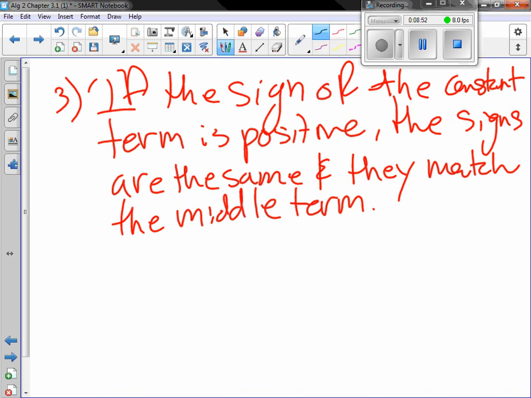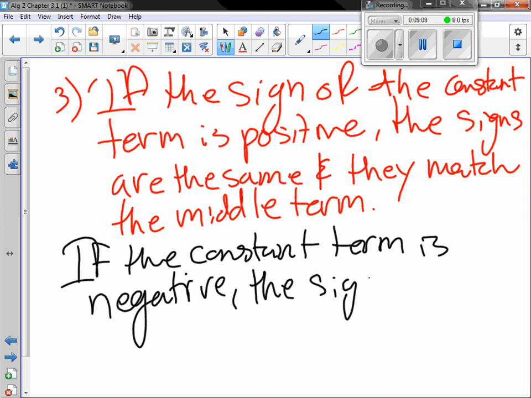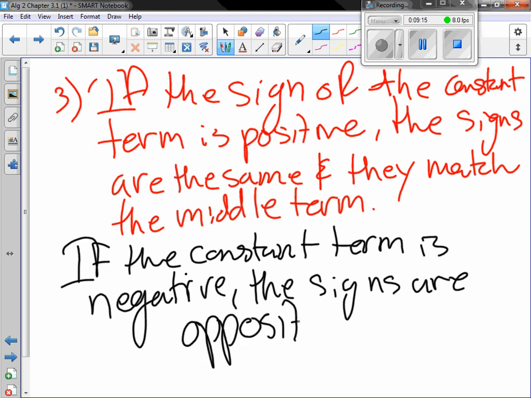Probably got you worried if it's negative. If the constant term is negative, the signs are opposite. So those are our 2 main cases. If the constant term is positive, the signs are the same and they match the sign of the middle term. If the constant term is negative, the signs are opposite.